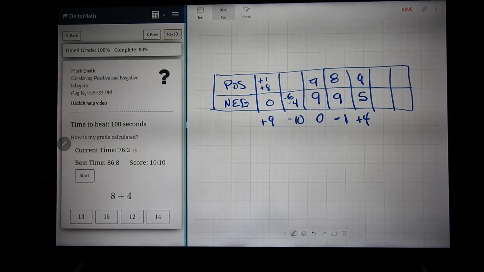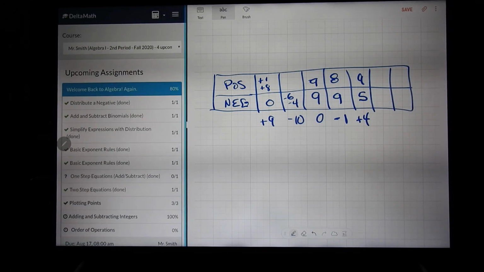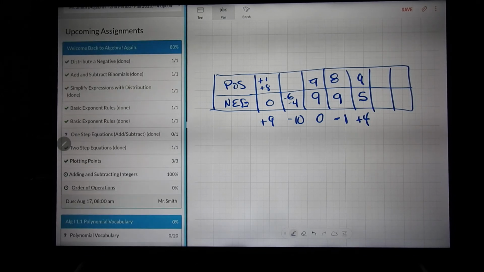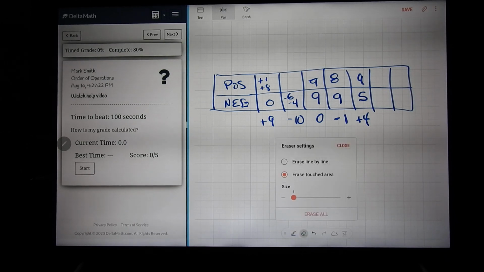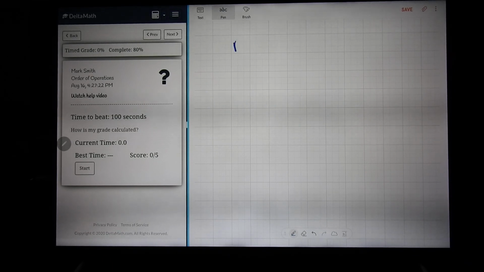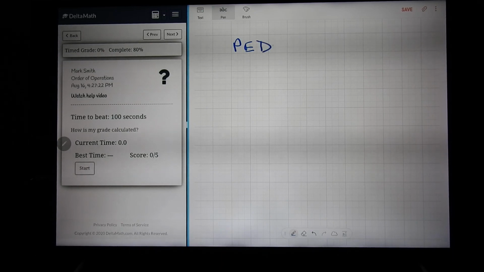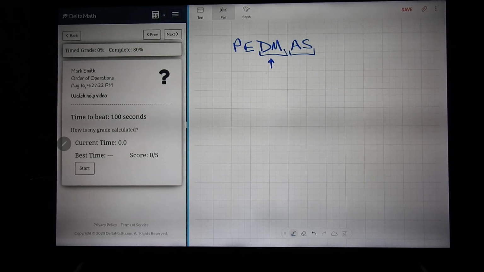I hit next. It didn't do anything. If I hit back, oh, don't tell me. All right, we've got one more to do, this order of operations. Okay, order of operations. We're going to have to do 5 of these in 100 seconds. Okay, but let's remember the order of operations. We do parentheses, exponents, division or multiplication, and adding and subtracting. Okay, and both of these we do left to right.